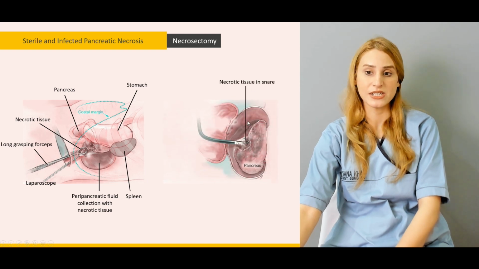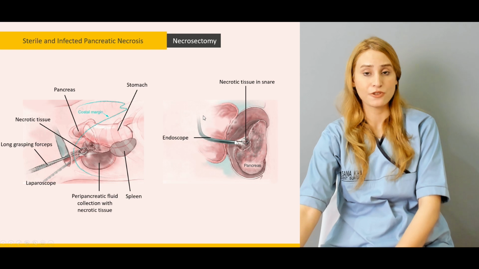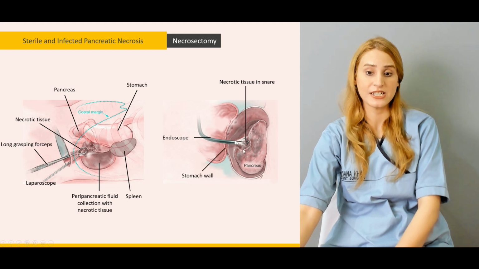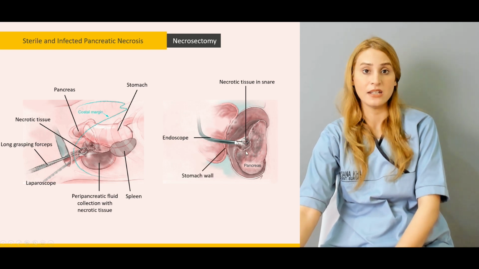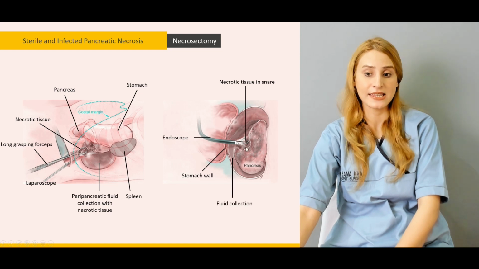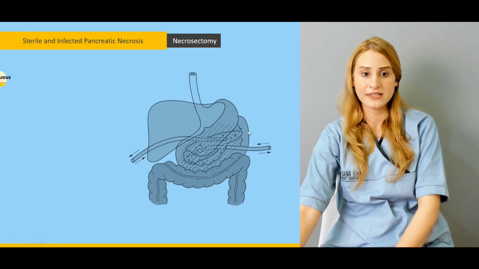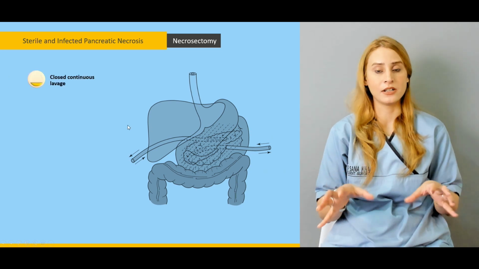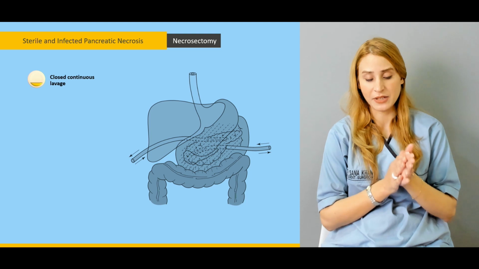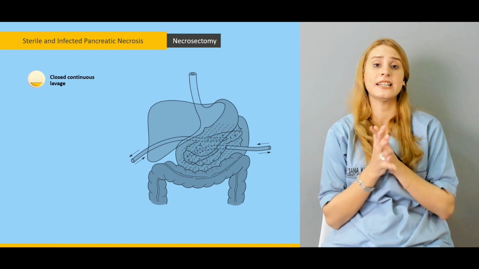This is the necrotic tissue in the snare, and there's the endoscope. So you can remove this necrotic tissue through the endoscope as well, and then you can put the stent in that for the fluid collection. So again, this is the same thing. This is the same after the necrosectomy. There can be fluid collection as well.